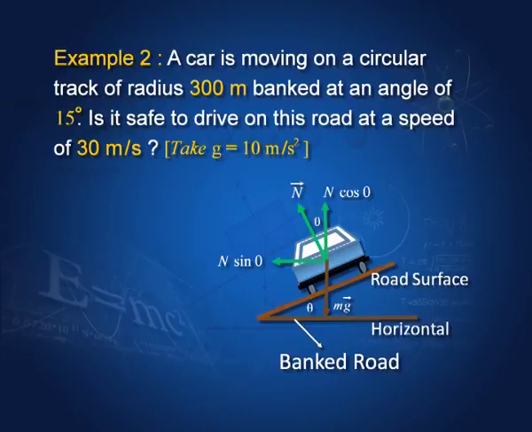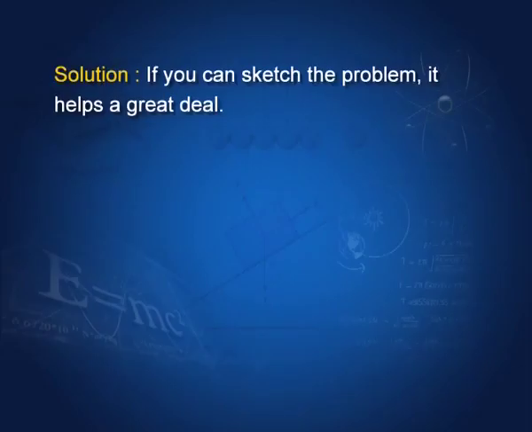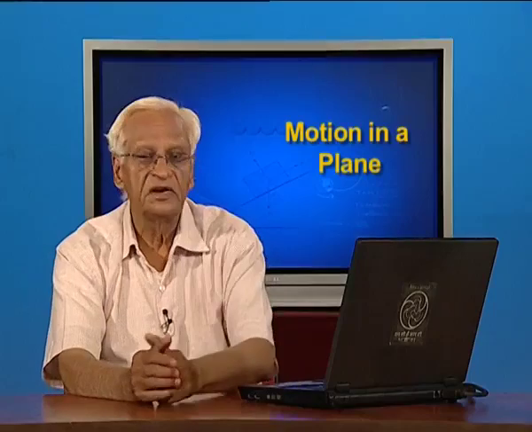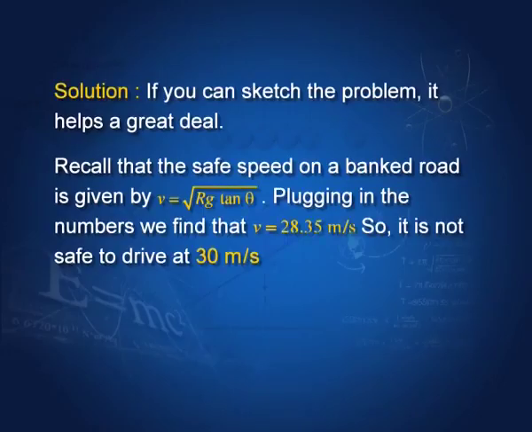So, just to recapture, I am writing these equations. N sin theta is mv squared by r. You remember from the last lecture, N cos theta is mg, and we have made the various components shown here. If you can sketch the problem, it helps a great deal. That is why I tried to sketch this problem. Recall that the safe speed on a banked road is given by the root of r g tan theta. So, we plug the numbers and we find that v is 28.35 meters per second. So, driving at 30 meters per second on this road is not safe.